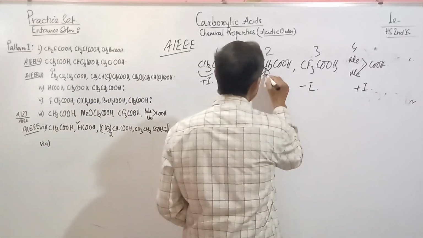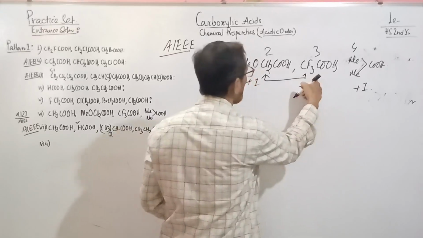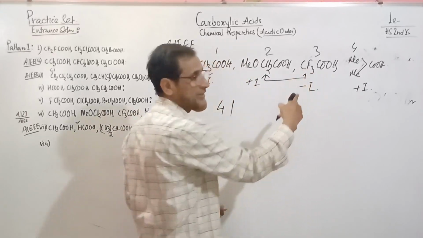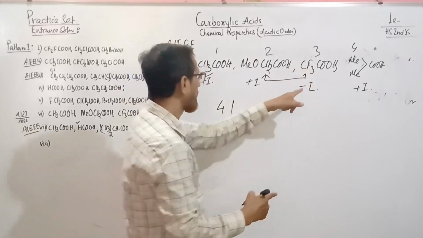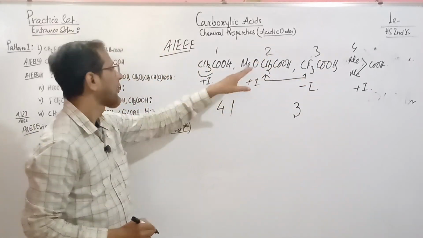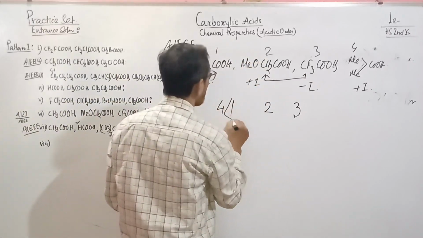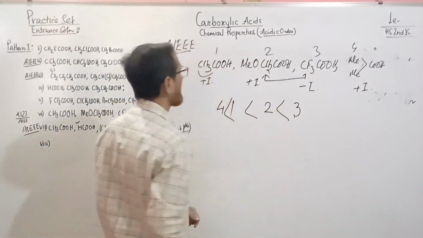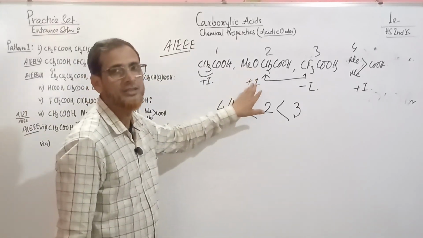Now come to this one. There is plus I and there is minus I, and minus I is the highest number, means 3F4. So no doubt it is highest. Now come to this one. What will be its position? Its position is second. So the order is like this. Its plus I effect is less.